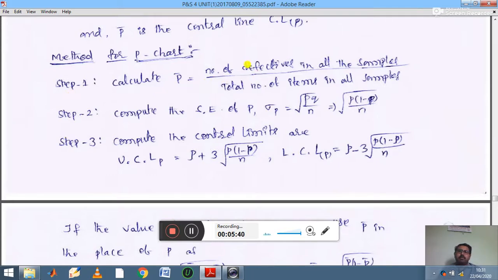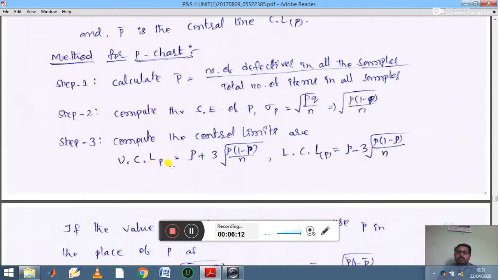So P bar value, by using this formula we are calculating P bar value. In step 2 we are calculating standard error, so sigma P value. Standard error sigma P value we are calculating by using square root of P bar by n, or you can also use square root of P into 1 minus P divided by n. Both are applicable. Then in third step, compute the control limits, or UCL and LCL value you need to calculate.